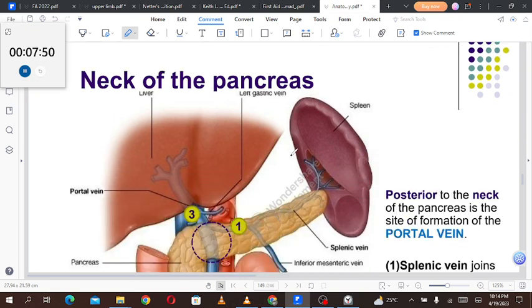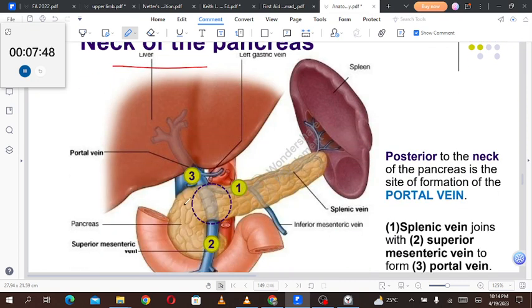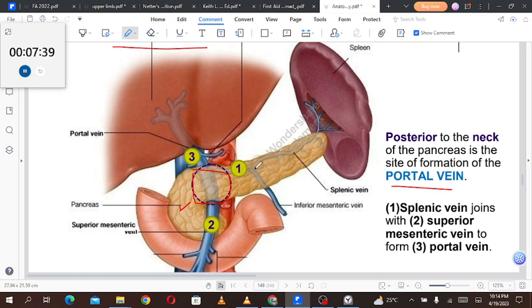Then moving forward to the neck of pancreas. We're done with the head, and now we have the neck of pancreas over here. So posterior to the neck of pancreas is the site of formation of the portal vein. The portal vein is formed just behind the neck of pancreas by the merger of the splenic vein and the inferior mesenteric vein.